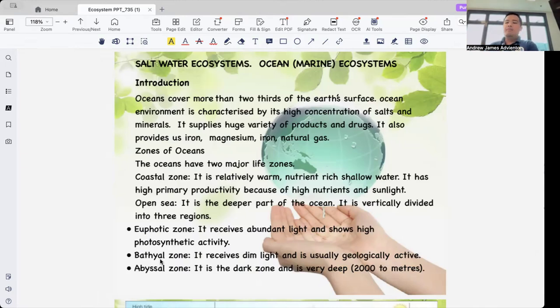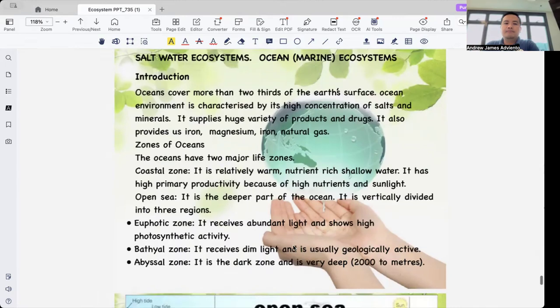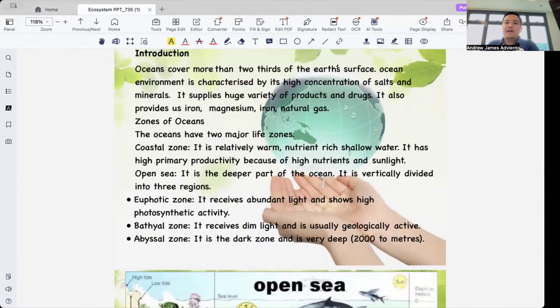Now, the open sea has its own zoning. So we have three. Number one, the euphotic zone, number two, the bathyal zone, and then the last one is the abyssal zone. Number one, when we say euphotic zone, this is the sunlit upper layer where photosynthesis occurs. So it is rich in phytoplankton, zooplankton, and then fish, maybe because of the presence of oxygen and sunlight.